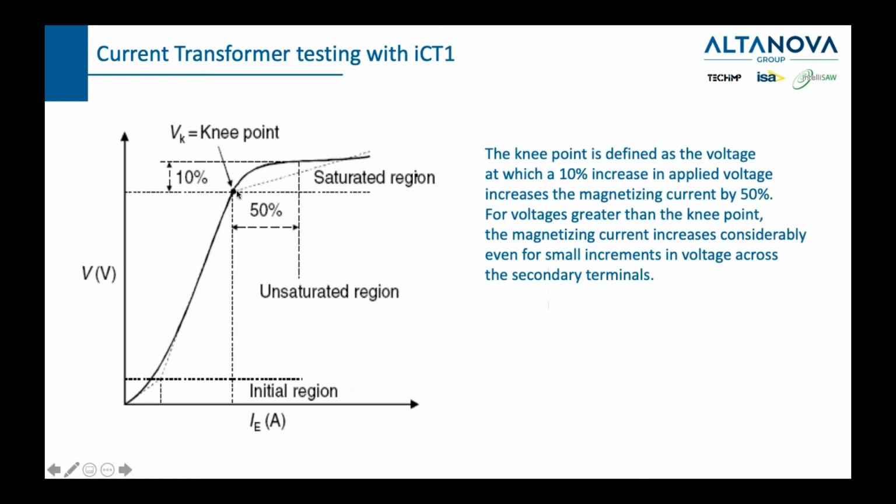So I hope I'm making myself clear, but in order to completely explain what the knee point is, we will show you this, which says the knee point is defined as the voltage at which a 10% increase in applied voltage increases the magnetizing current by 50%. So for voltages greater than the knee point, the magnetizing current increases considerably, even for small increments in voltage across the secondary terminals. And this effectively means that when you reach your knee point, and if you increase the current on the primary side, on the secondary side, nothing will increase.